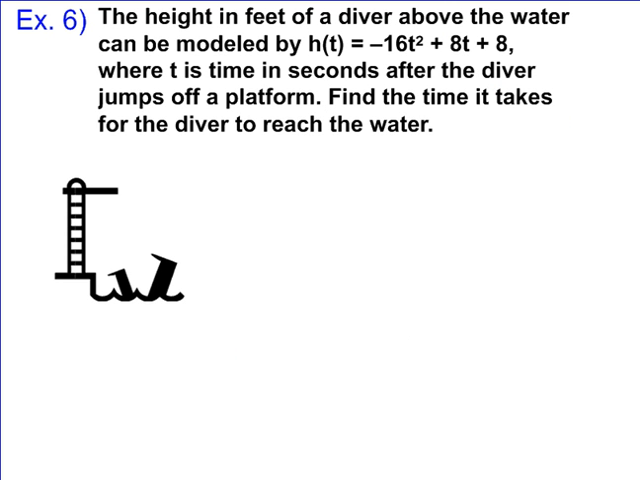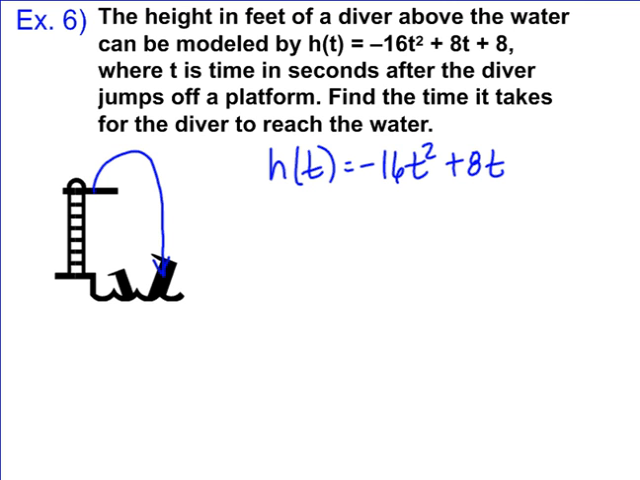It says the height in feet of a diver above the water can be modeled by h of t equals negative 16 t squared plus 8t plus 8, where t is time in seconds after the diver jumps off a platform. Find the time it takes for the diver to reach the water. So what we're looking for is this diver. He's going to jump up and land in the water. We can use our equation of h of t equals negative 16t squared plus 8t plus 8.